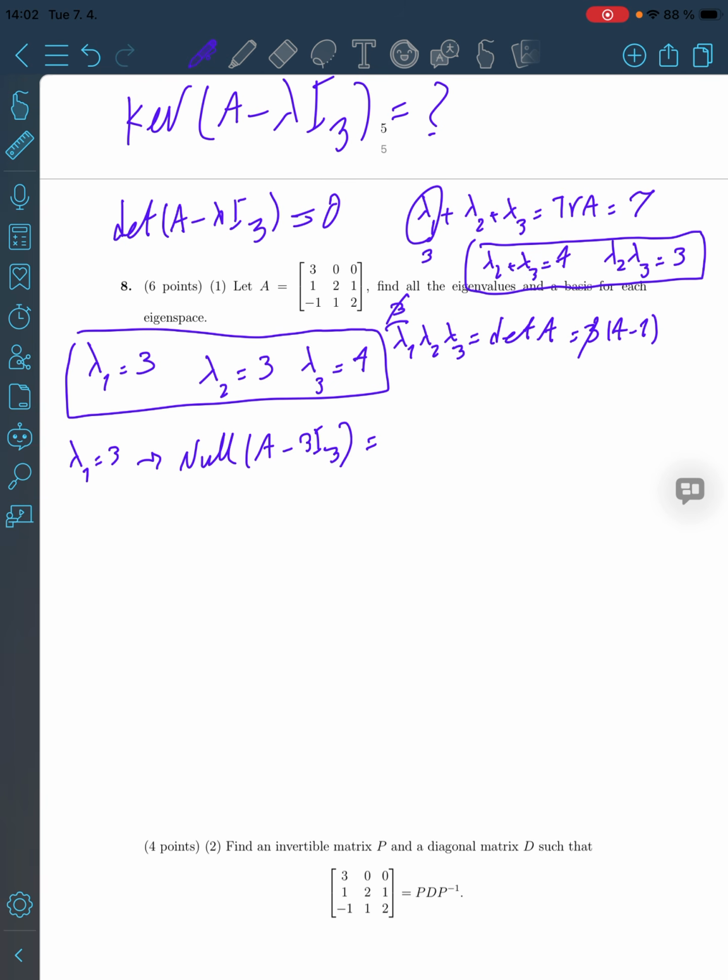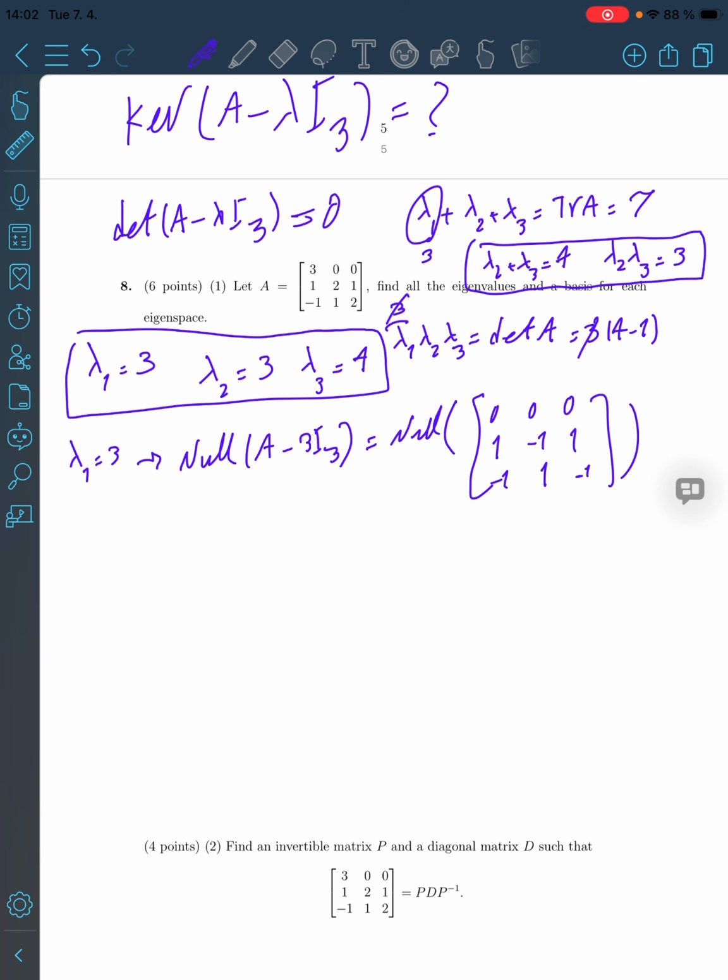You can easily see that this is going to be the null space of which matrix? Null space of 0, 0, 0, and then here you have 1, negative 1, 1, and then here you have negative 1, 1, negative 1. Is that correct? So we have to compute the null space of this matrix.